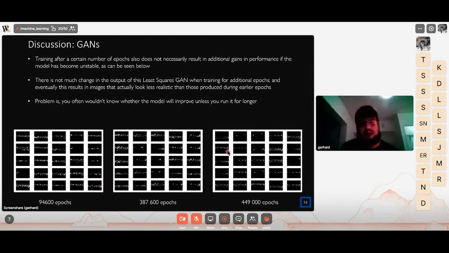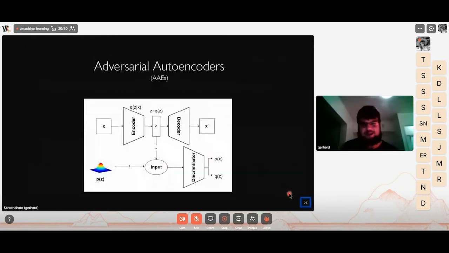And training 4 or 5 times more doesn't necessarily result in more realistic images. In fact, it actually started producing more unrealistic images after a while. So yeah, it's quite hard to train these things. Then this is something that I did only at the very end of my project.